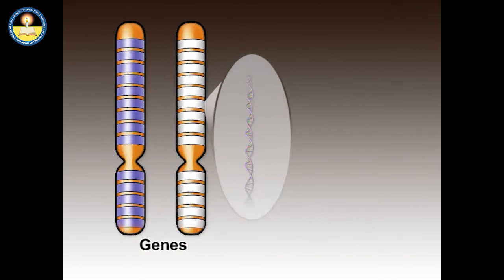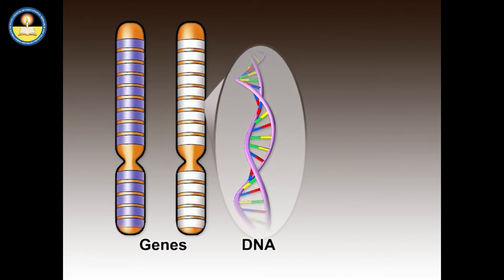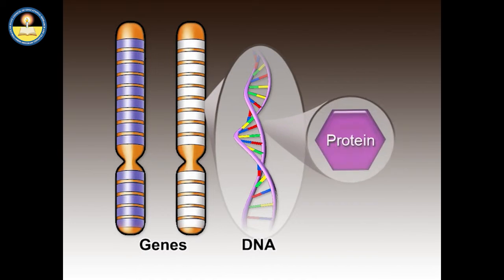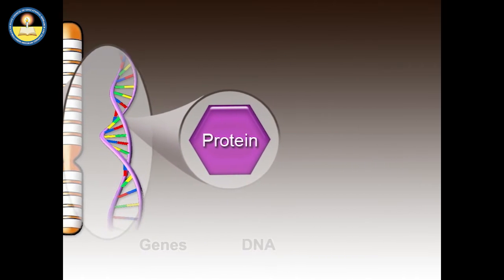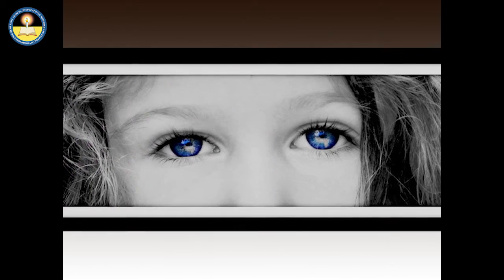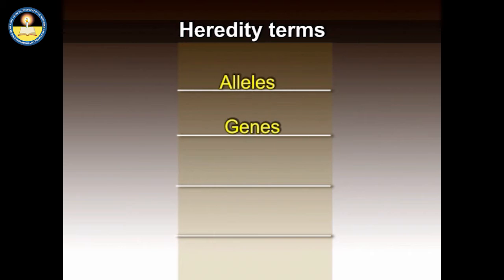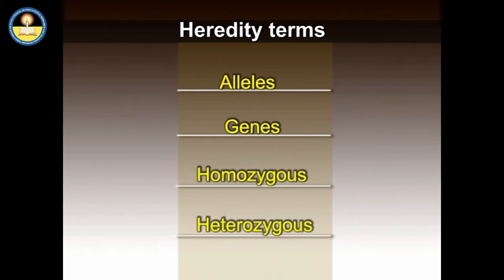A gene is nothing but a segment of DNA that codes for the synthesis of a specific protein which controls the expression of a particular characteristic in an individual. Thus, a gene is the basic unit of heredity found on a chromosome. Let us learn about some terms which are used frequently when we discuss heredity.